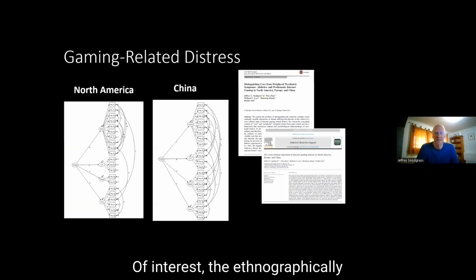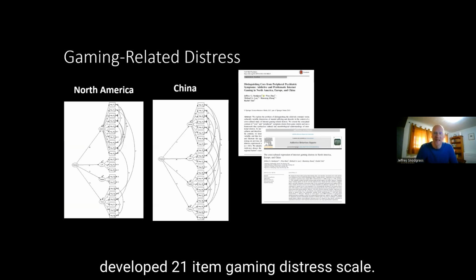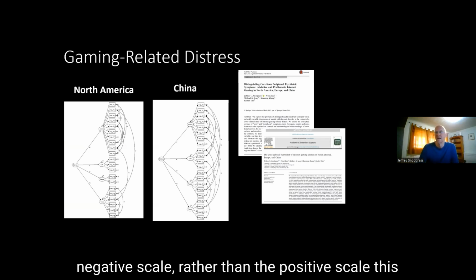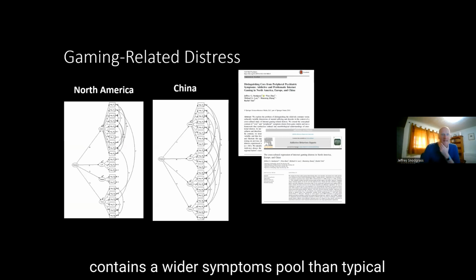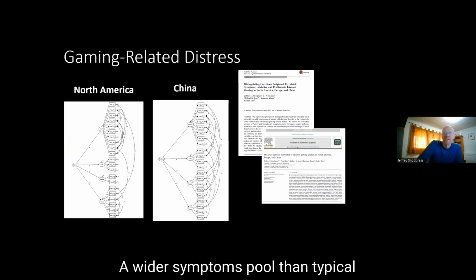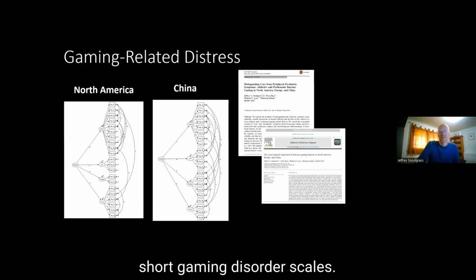Of interest, the ethnographically developed 21-item gaming distress scale. So this is just the distress, the so-called negative scale rather than positive scale. This contains a wider symptoms pool than typical short gaming disorder scales. Symptoms pool is an interesting term. We could talk about that.